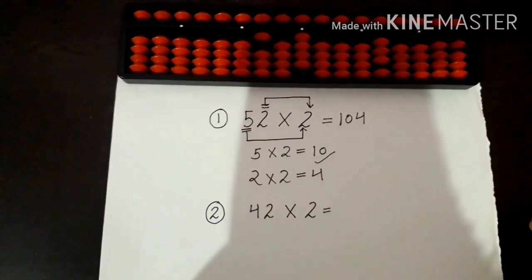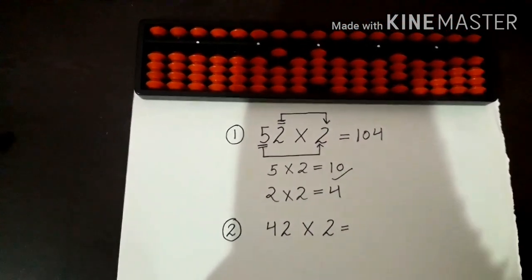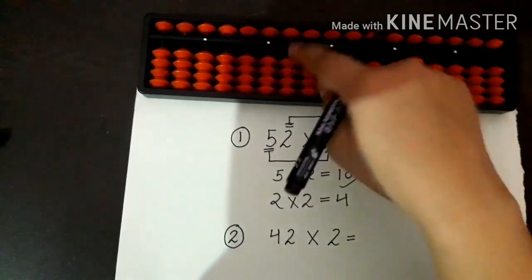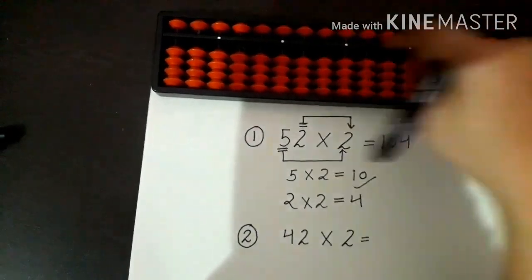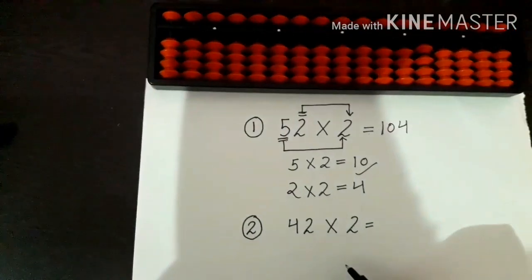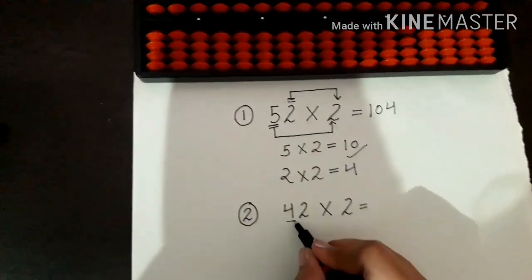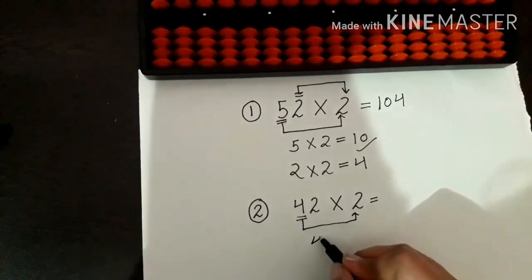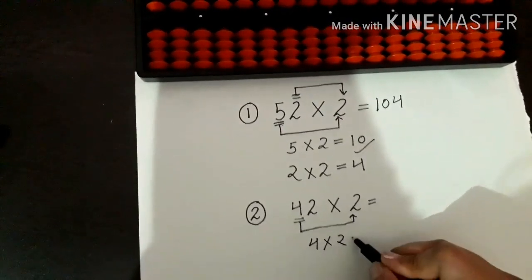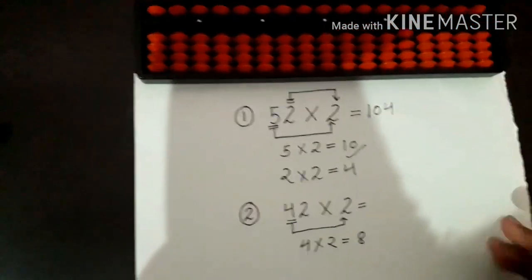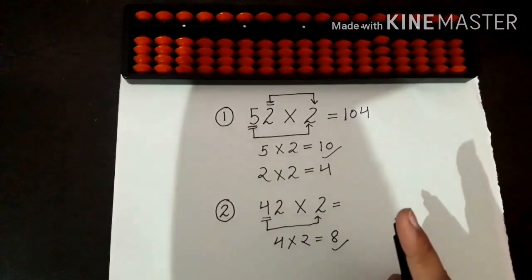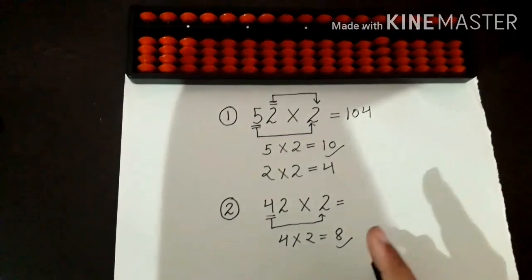Now we will take our second example, but before starting we will set our abacus: upper beads up, lower beads down. Now first of all, multiply the first number with 2. 4 into 2. How much does it come to? 8. Now you can see this is a single digit number. So what do you have to use here? You have to use the zero rule here.